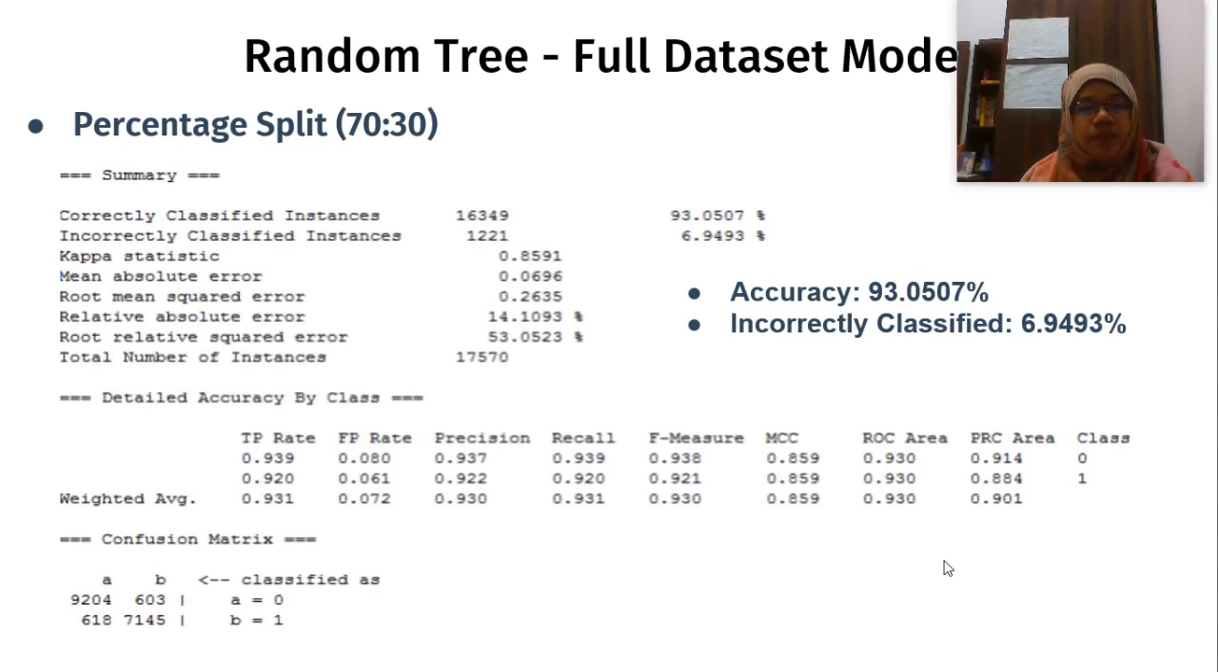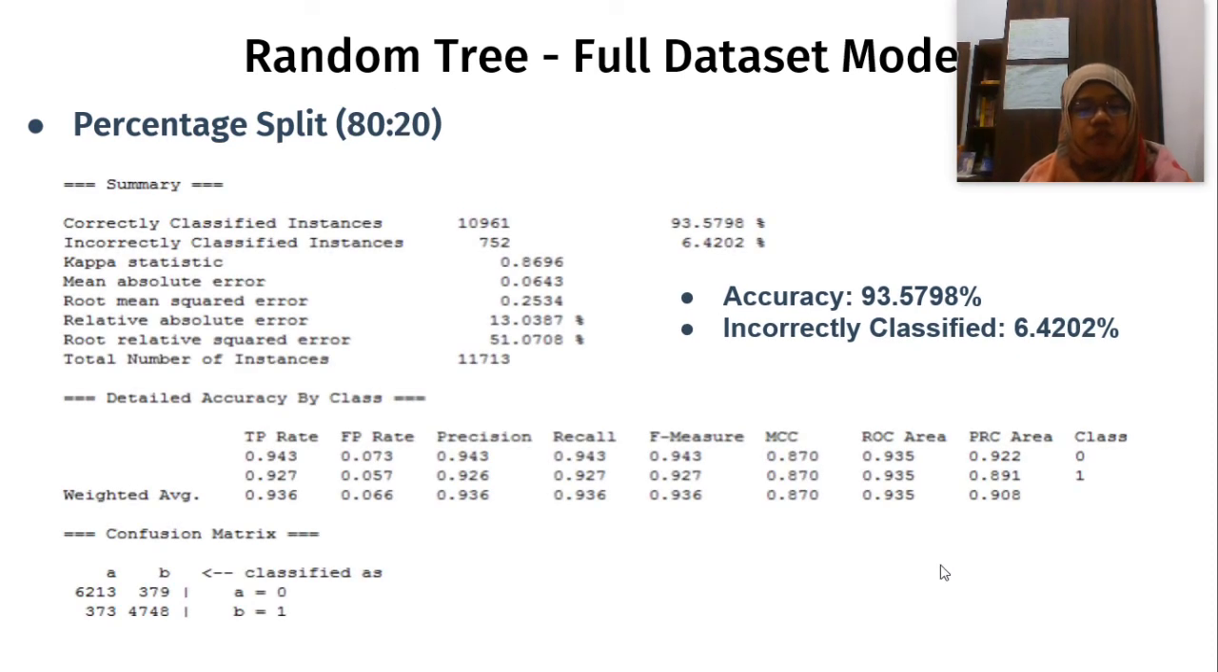Next, the result for percentage split of 70% for the full dataset using the random tree classifier is accuracy, we have 93.0507%. Incorrectly classified, we have 6.9493%. True positive, we have 7,145. True negative, we have 92,704. False positive, we have 603. False negative, we have 618.